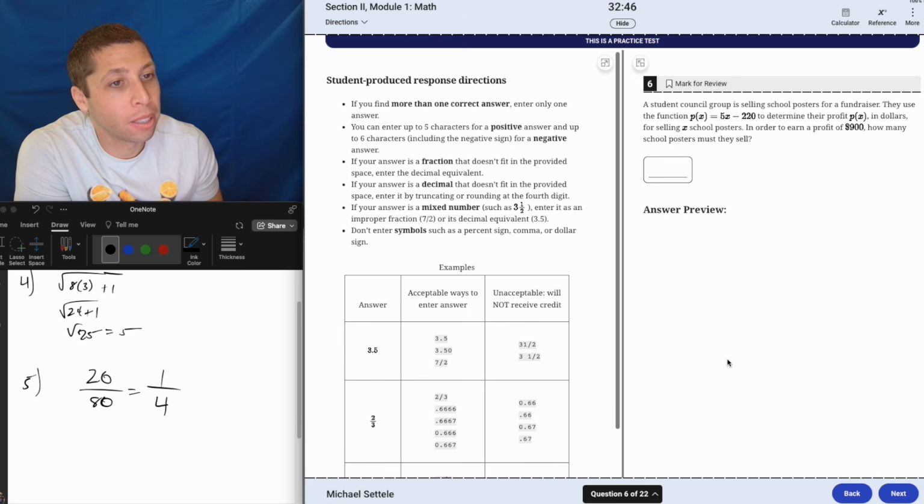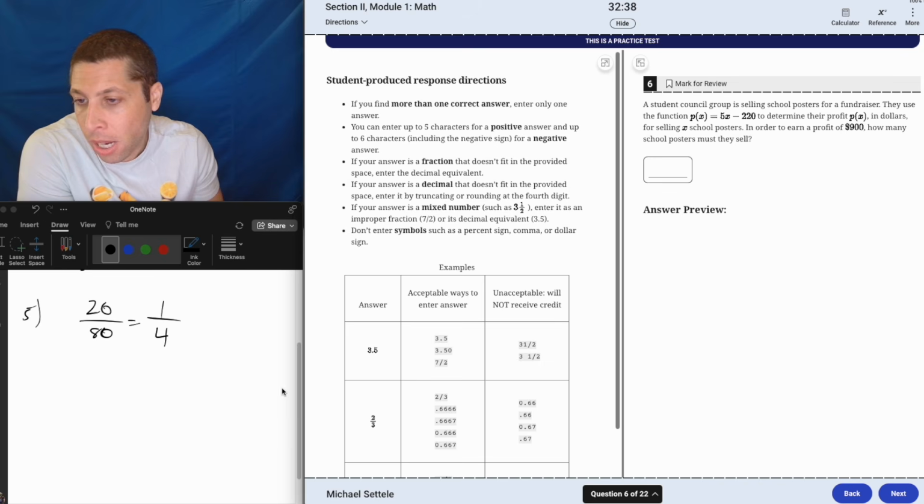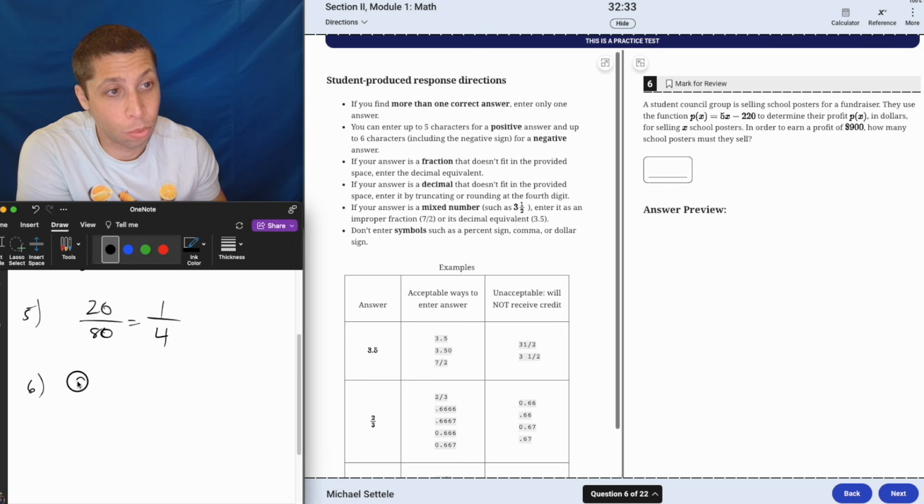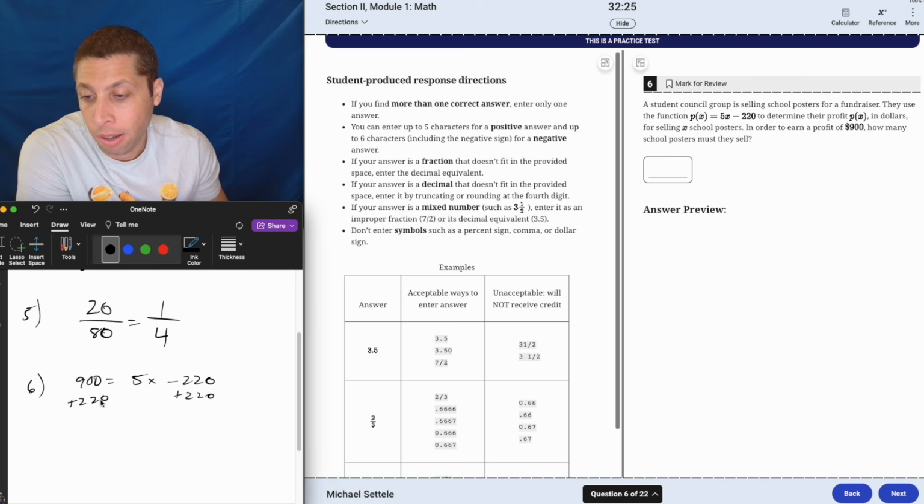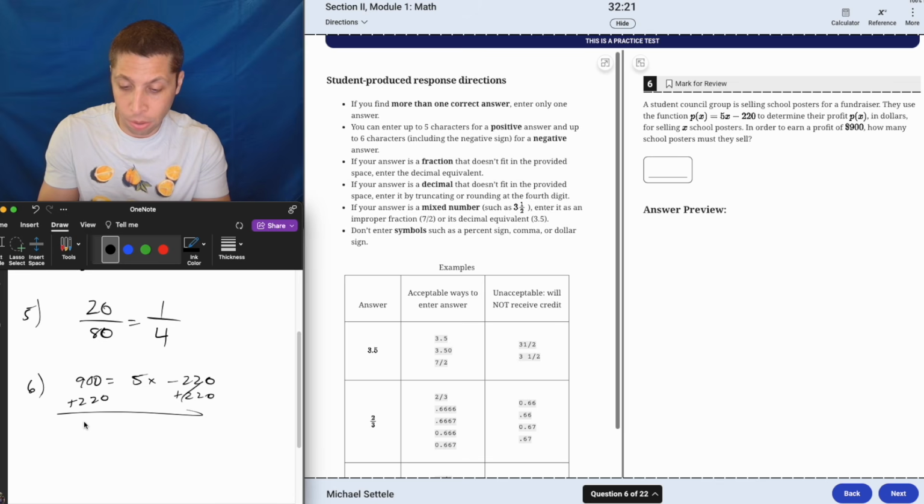Student council group is selling school posters for a fundraiser. They use the function to determine their profit for selling the posters in order to earn a profit of 900. Okay, so this is just solve for x. So 900 equals 5x minus 220. So add the 220.